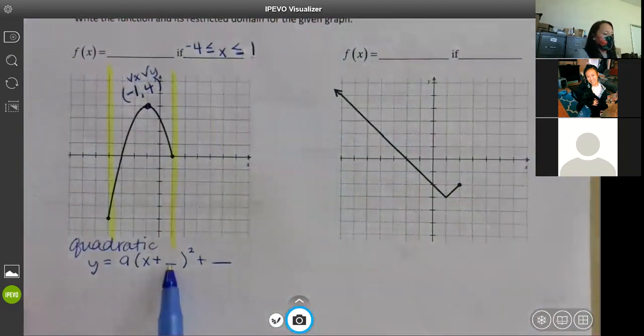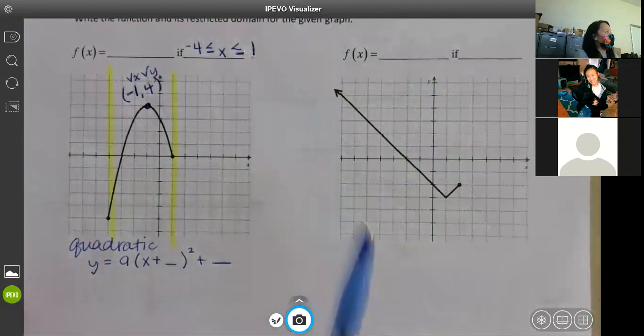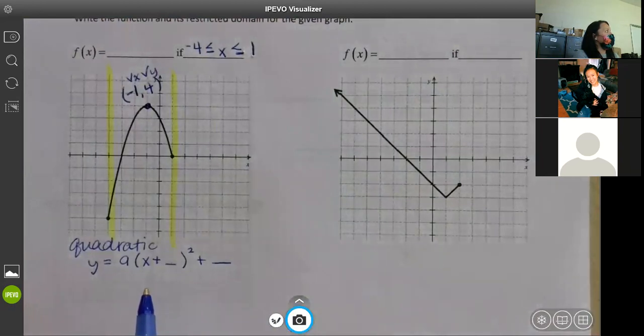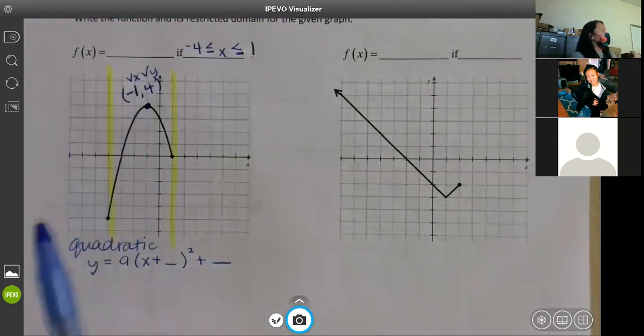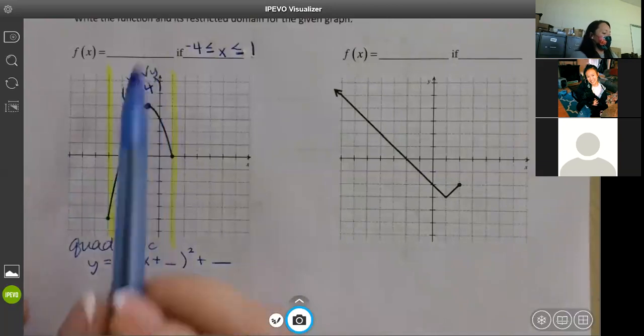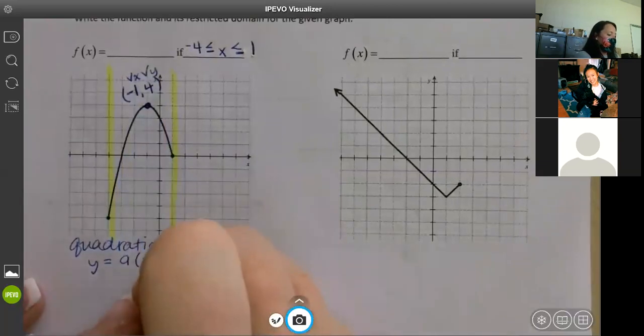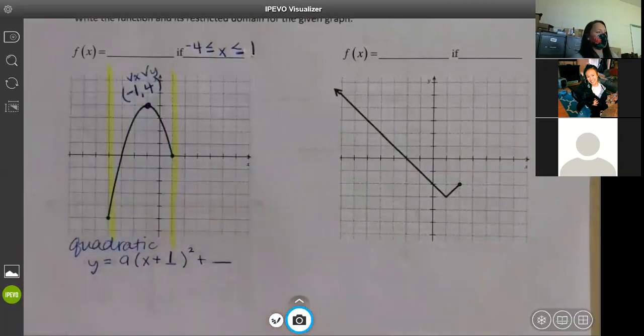What happens when we put x inside of parentheses? Remember, when we take it out or put it in, what do we do? Say it again. What happens to our x when we take it out or put it in? When we're trying to find our translations, what do we do with that x coordinate? We change the sign, yeah. So when we put it in, we change. So right now it's a -1. So we make sure that we change it to +1. Remember that we keep the end number.